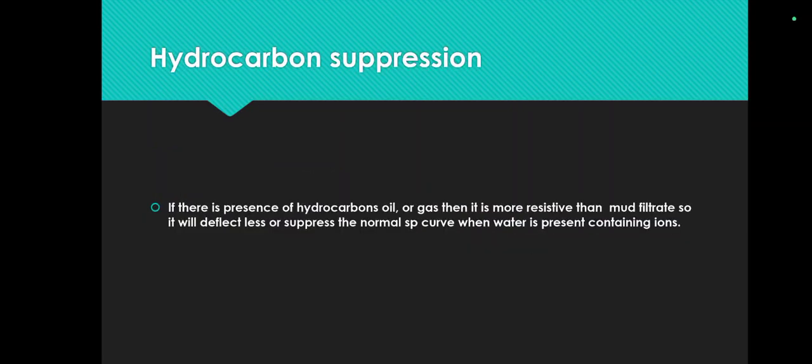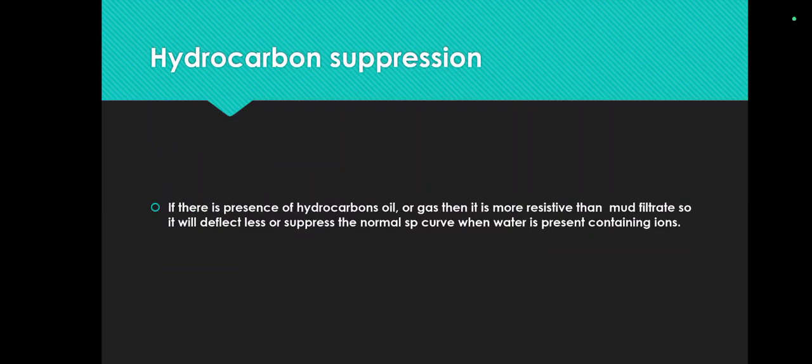Now I have explained what hydrocarbon suppression is in the earlier slide. Now I read it once for you. If there is presence of hydrocarbon, oil or gas, then it is more resistive than the mud filtrate, so it will deflect less or suppress the normal SP curve compared to when water containing ions is present. I think this is quite explanatory in itself, so I need not explain it in an elaborate way.